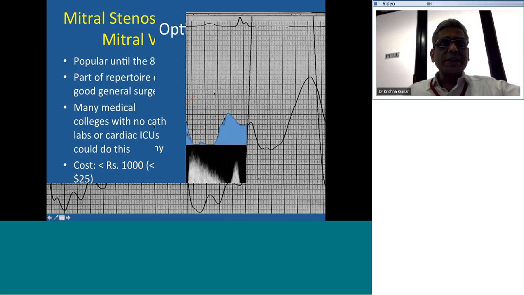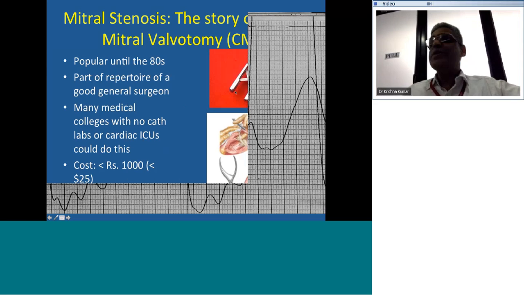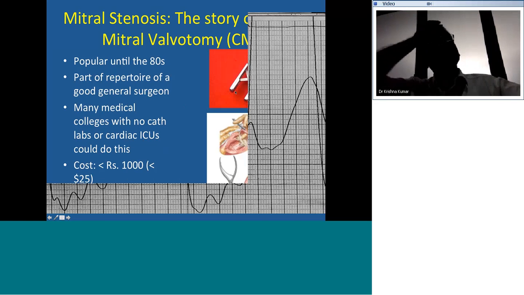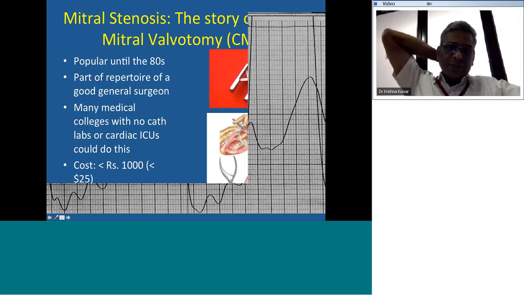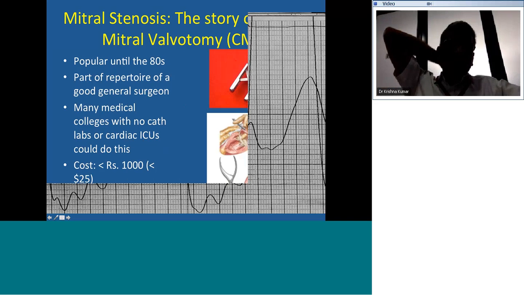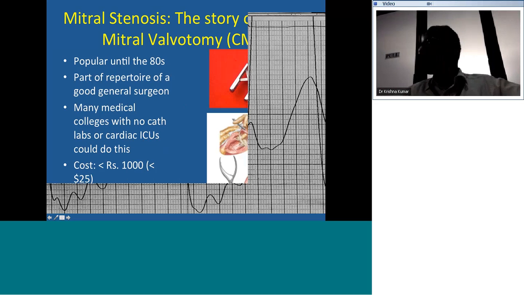Now this has got confined to history without a very good reason, closed mitral valvotomy. It's a bit of a sad story. Until the 80s, this was routinely performed.